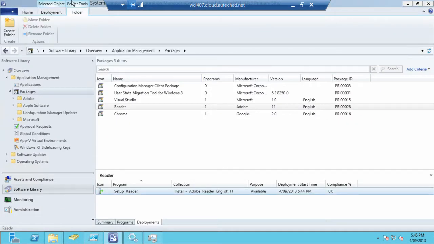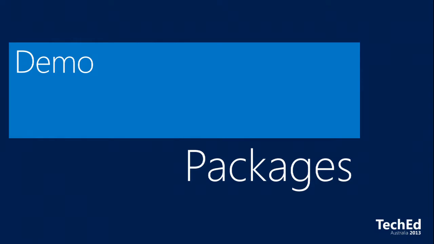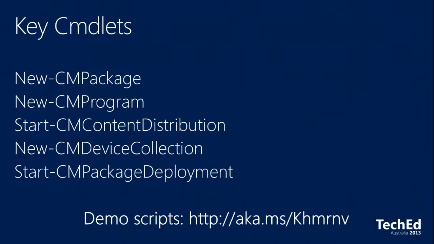Cool. So that's the second demo in terms of your packages. Let's quickly flip back to the deck. Key commandlets. We're using a few more commandlets this time. We've got our New-CMPackage, New-CMProgram. We're going to start the content distribution. We're then going to create a collection, and we're going to deploy it. Script available at the URL.